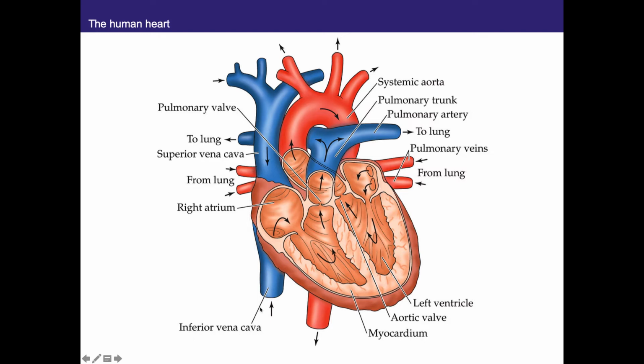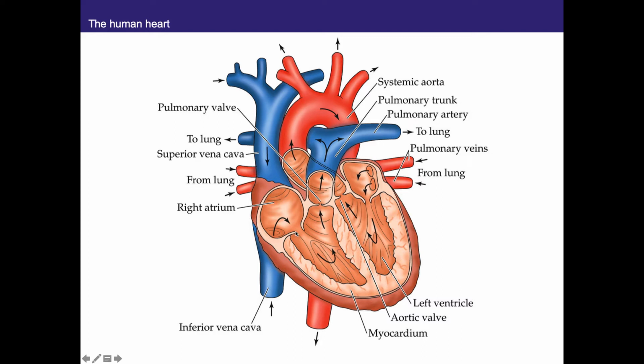And then this is the right atrium here. When the two atria contract at the same time, blood is propelled from the right atrium into the right ventricle. Now it actually moves through this particular valve called the tricuspid valve. It's called the tricuspid because it has three leaflets. It's also known as the right AV valve, right atrioventricular valve. So the tricuspid valve is the right AV valve.